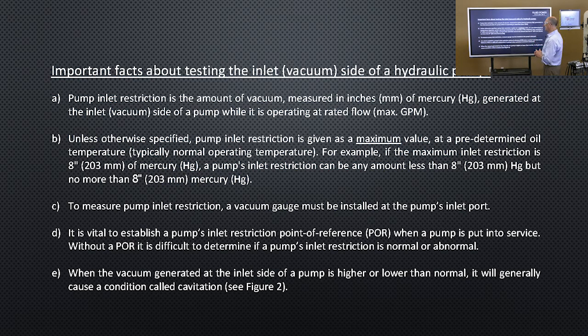C, to measure pump inlet restriction, a vacuum gauge must be installed at the pump's inlet port, as close to the inlet port as possible. Bear in mind that unlike a pressure gauge, which reads from the point it is installed in the circuit to the end of the line, a vacuum gauge reads from the point it is installed in the circuit to the beginning of the line.